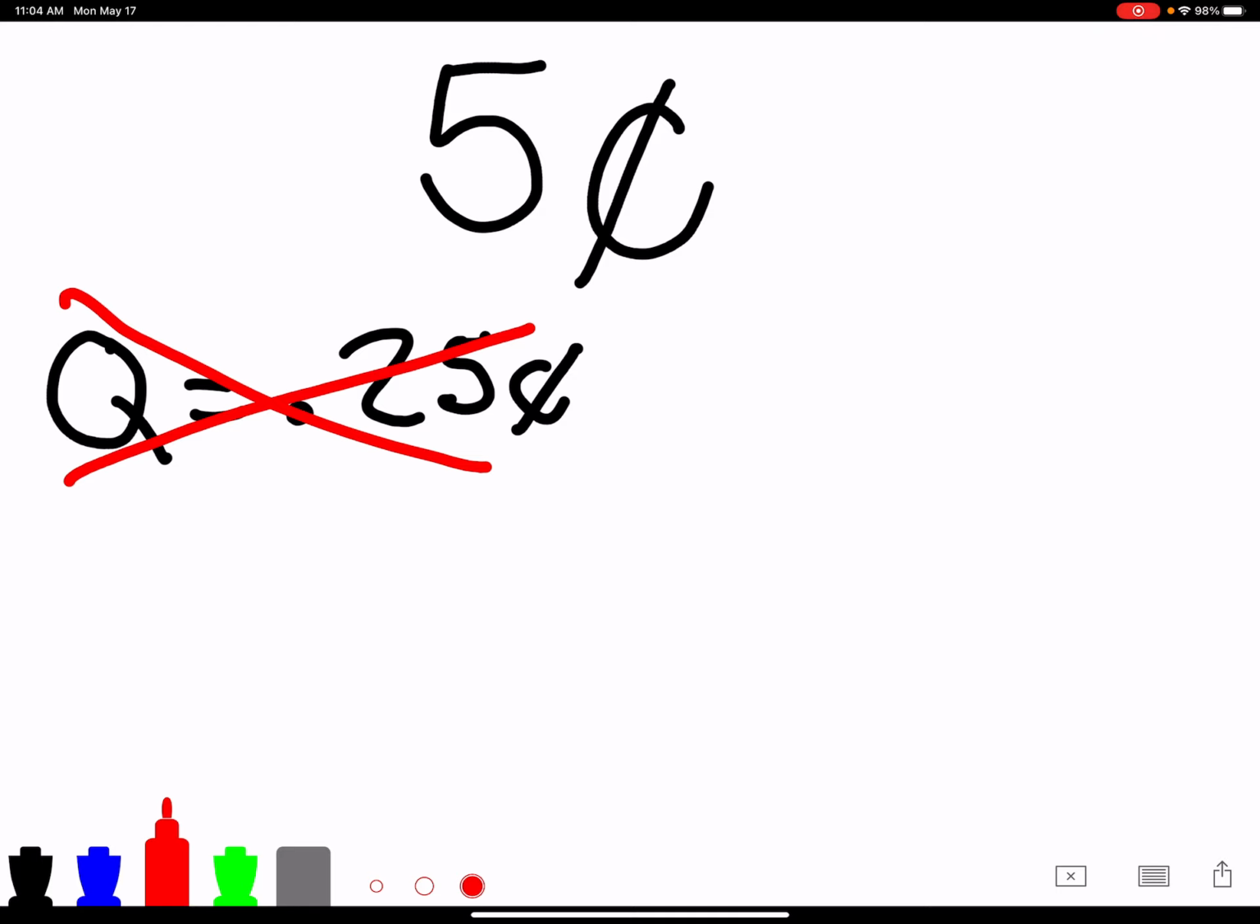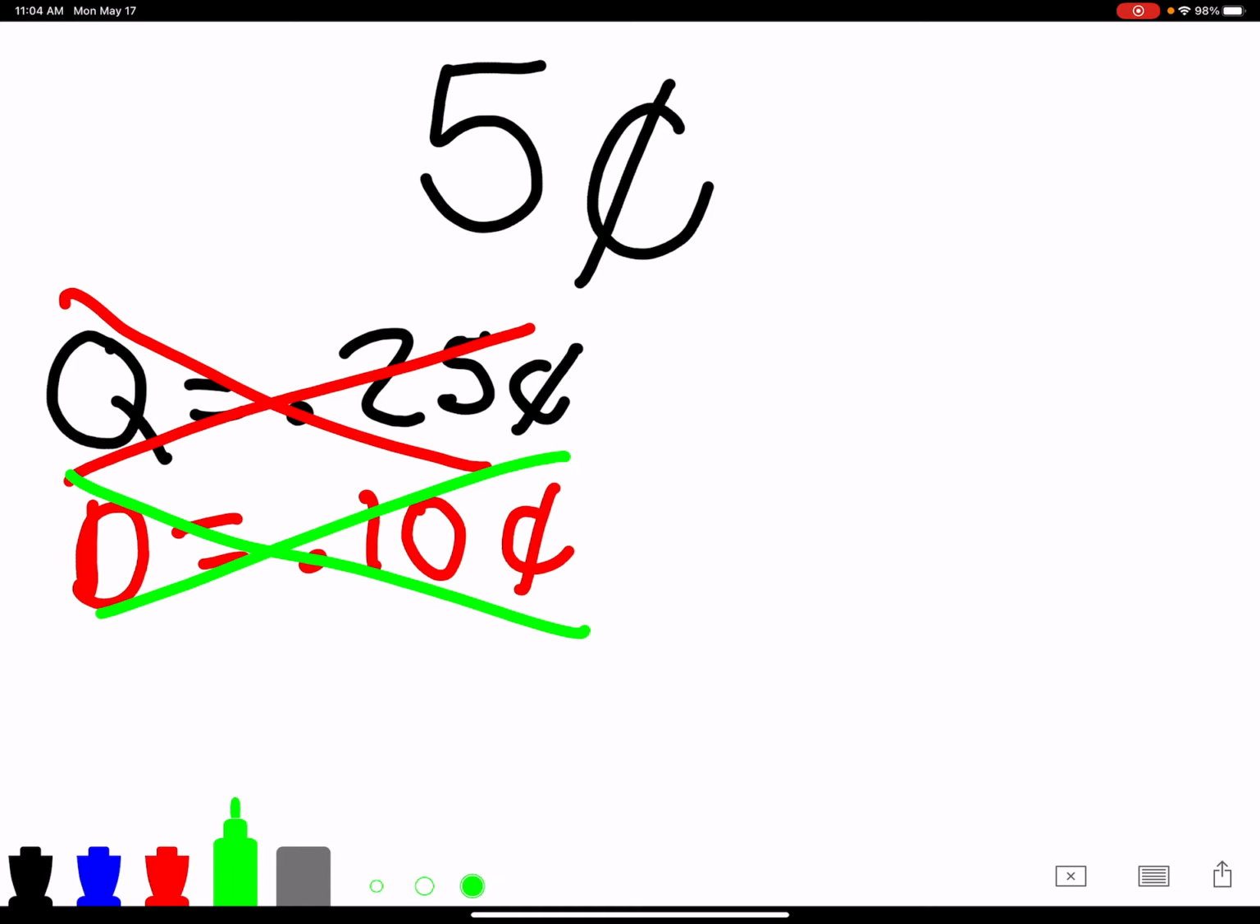And then let's see, for a dime, how much is a dime worth? Shout it out. A dime is worth 10 cents. Now, is 10 cents bigger than 5 cents? Yes, so we can't use a dime in our equation.